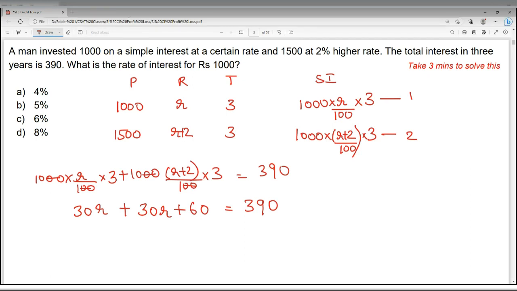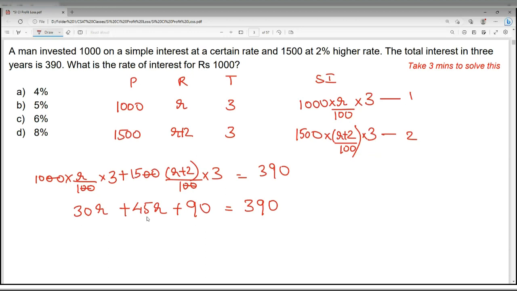Sorry, this was 1,500. I made a mistake here. This is 1,500, and this would be 15 instead of 10, and this would change. So this would be 15 into 3 into R, 45R, plus this would be 90, is equal to 390. This is the equation.